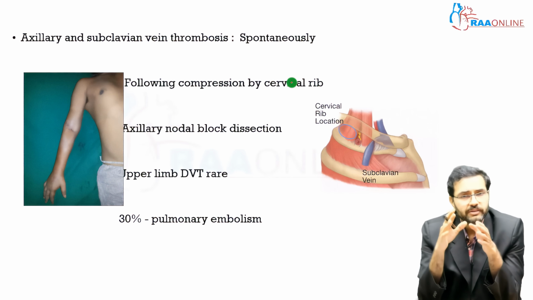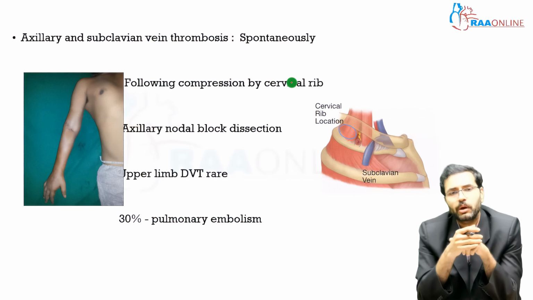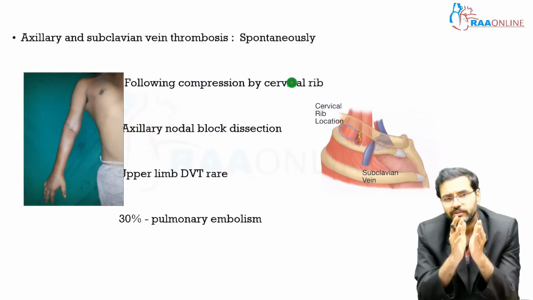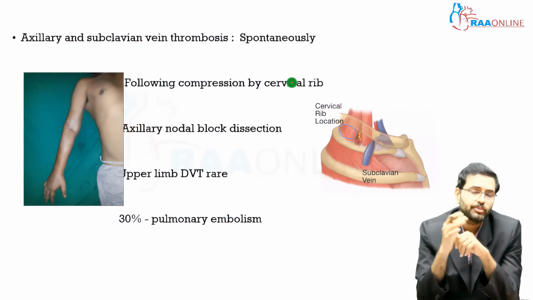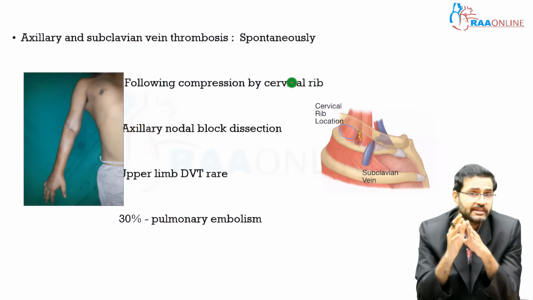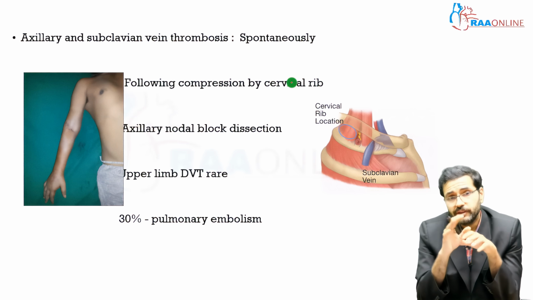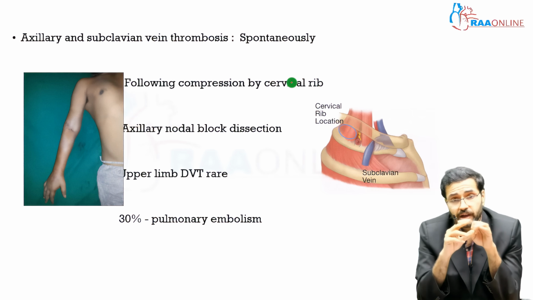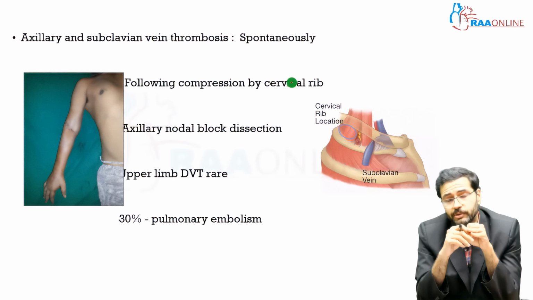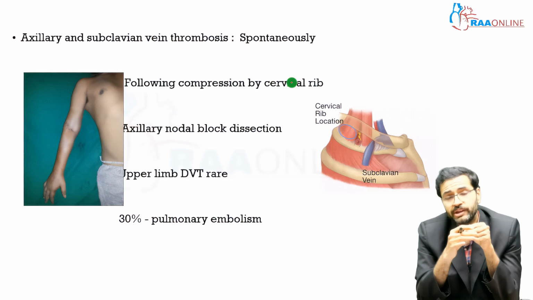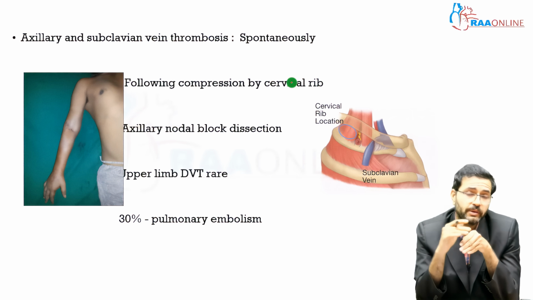Now, we've been discussing the lower limb all this while. While discussing deep vein thrombosis, it is very essential that we discuss a variant of deep vein thrombosis involving the upper limb as well. In the upper limb, deep vein thrombosis commonly affects the axillary and the subclavian vein. This occurrence of deep vein thrombosis of the upper limb can be spontaneous or can occur following compression by a cervical rib, or following axillary nodal dissection, or following keeping the arm abducted for prolonged periods of time.